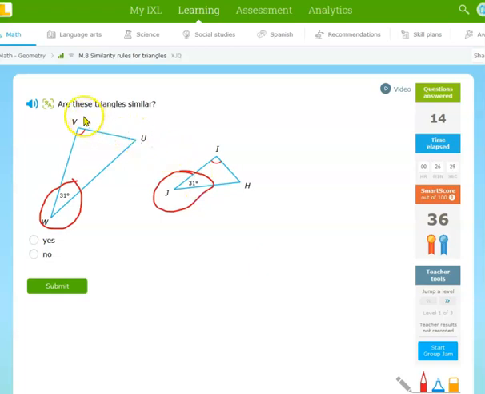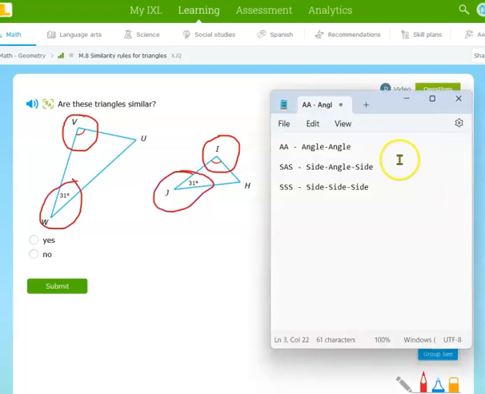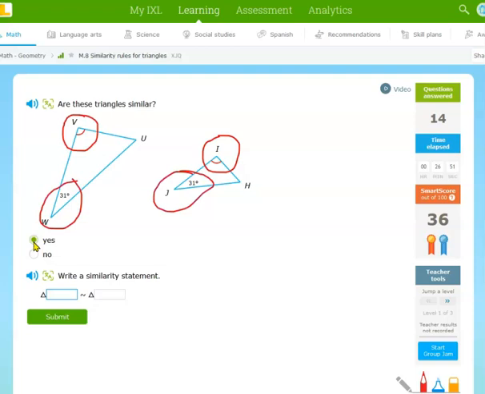But look, V and I have these single tick marks. That means that they are equal. Those two angle measures are equal to each other. We don't know what they are. We can't find H and U using the triangle angle sum theorem, but guess what? Using the angle criterion, we can say that these are similar, okay? All we need is to know that two pairs of angles are the same.